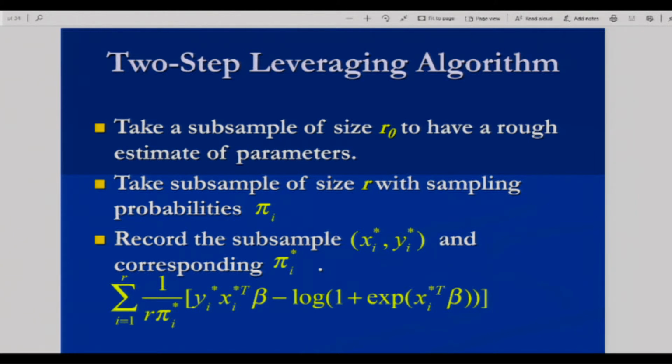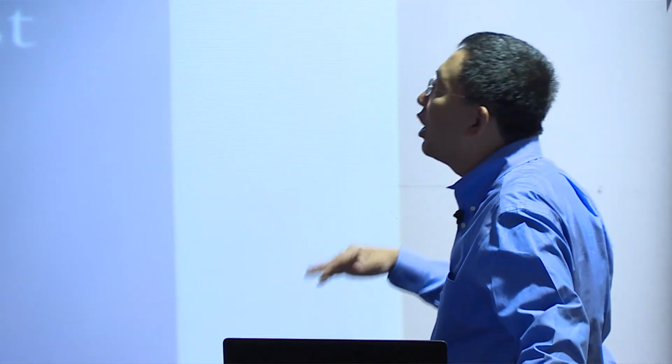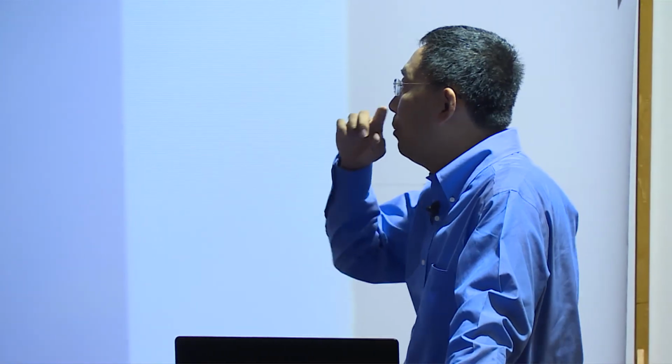And then once we get the sampling probability, we take another sample, a weighted sample, and then follow the rest of the recipe of the leveraging algorithm. Okay, so this is the idea. I didn't show the simulation and all these things, but let me show you a real data example.